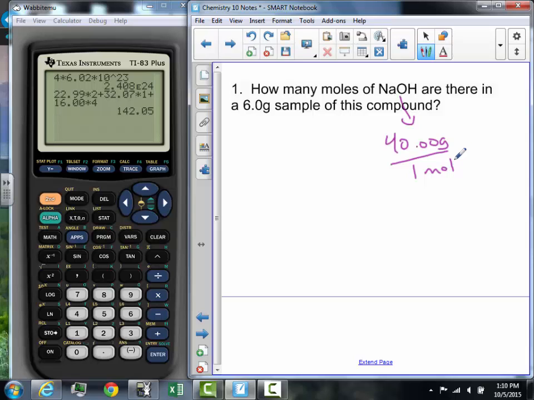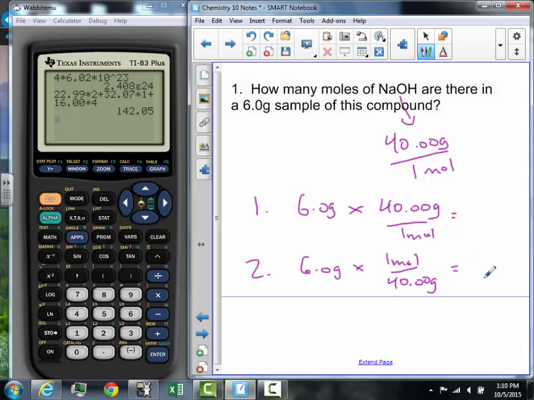I'm now going to write out 2 different ways of trying to solve this question. And I'm going to ask you guys to tell me which one's right. So just bear with me while I write 2 different ways, okay? Here's way number 1. I'm going to take 6 grams, and I'm going to multiply by 40 grams in 1 mole. Or, option 2, I'm going to take 6 grams, and I'm going to multiply, but I'm going to flip the fraction and say that there's 1 mole in every 40 grams. Which way makes more sense?